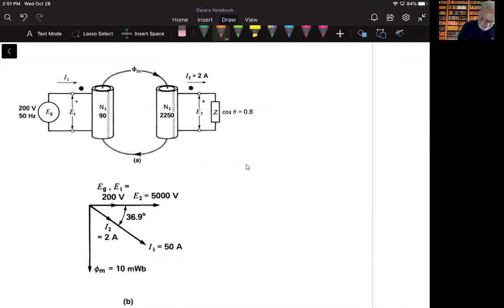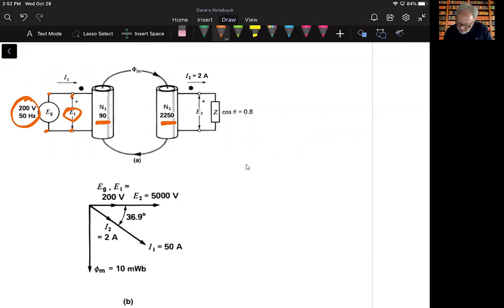And so example 9.4 says that I have an ideal transformer, and everything that we've done up to this point is related to an ideal transformer. It has 90 turns on the primary and 2,250 turns on the secondary. It's connected to a 200 volt, 50 hertz source. Again, let me point out the obvious, that this and this have to be the same in terms of magnitude. But we do want to remember this is an induced voltage, whereas this is a source voltage.